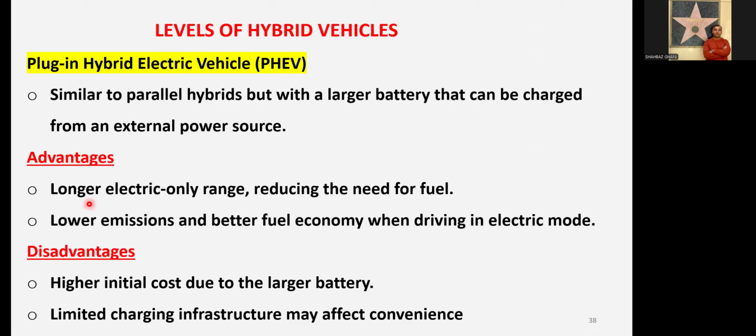The advantages: longer electricity-only range, reducing the need for fuel, lower emissions, and better fuel economy when driving in electric mode. Disadvantages of the plug-in hybrid electric vehicle: higher initial cost due to larger batteries, and limited charging infrastructure available for this type of vehicle.